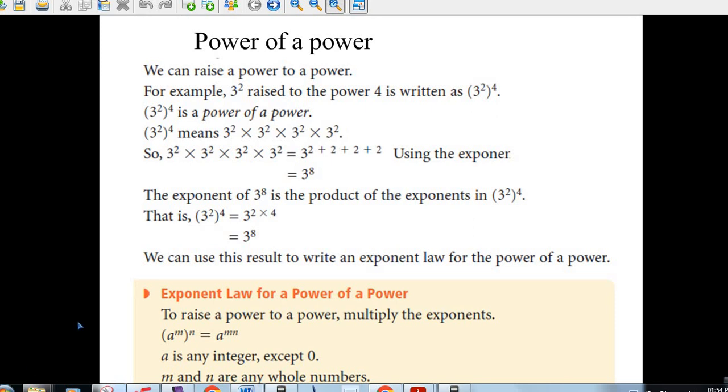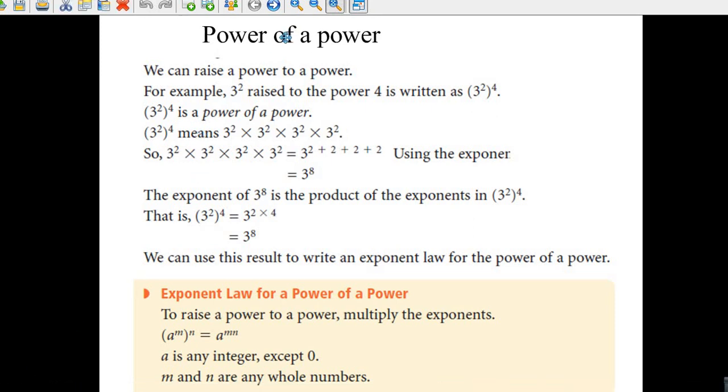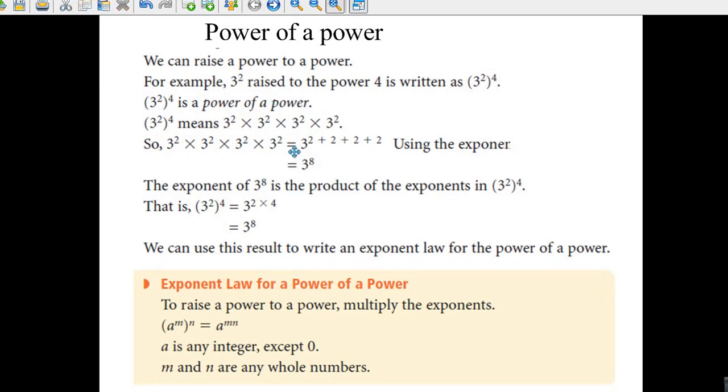Okay, we're going to look at three ideas here. And the first one with exponents is, what's it about when you take a power and you raise it to a power? How does that look? And what's the rule for it?